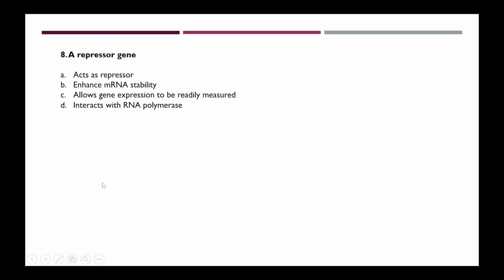Let's go ahead. For screening, you also heard about the reporter gene. Sorry, I wrote repressor, it is reporter. So what does it do? Out of these four options, what would be the correct option? Yes, it allows the gene expression to be readily measured. If you have a reporter gene, you can easily measure your gene expression.